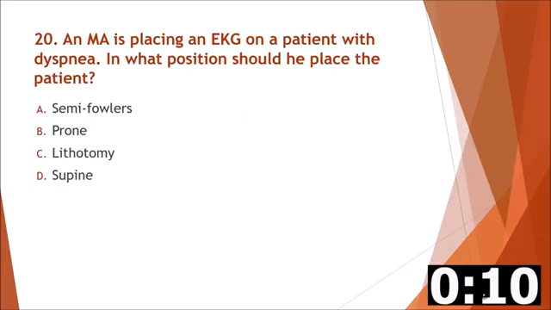Number 20. An MA is placing an EKG on a patient with dyspnea. In what position should he place the patient? A, semi-Fowler's. B, prone. C, lithotomy. D, supine. 10 seconds.